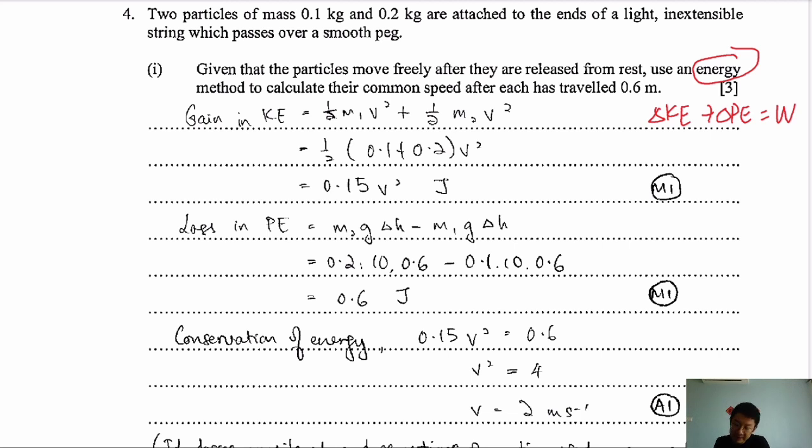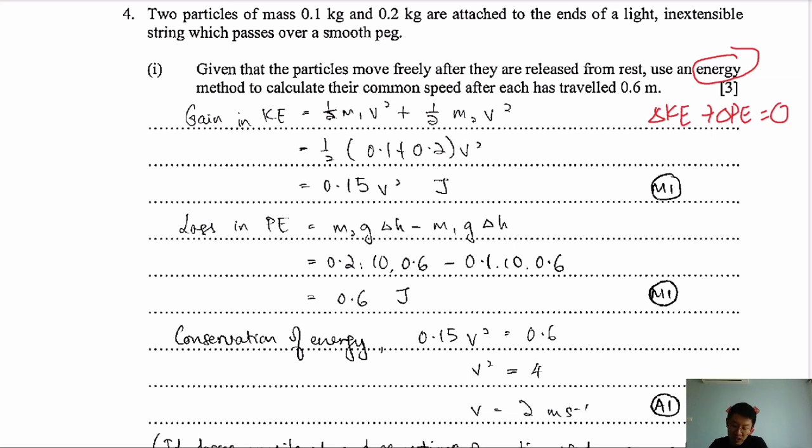But in this case, if you look at the situation, there is no work done here. Work done is when we are trying to pull that object, or it undergoes a certain resistance, things like that. So in that case, there is no work done involved here. So for this one, the change in KE plus change in PE is equal to 0.